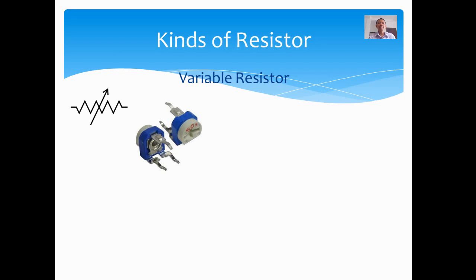The first one is the trimmer resistor. A trimmer resistor is basically used in adjusting voltage and current inside the circuit. The next one is the potentiometer.